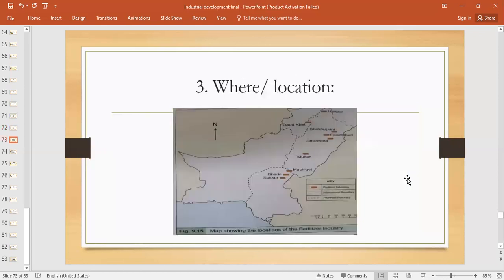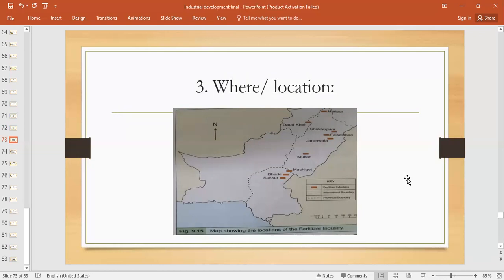Okay, let's talk about the location. This map is given. Let me tell you the source of this map from where I have taken it. It is given in the Humaira Sethi book, page 159, figure 9.15. I'm repeating, Humaira Sethi book, page 159, figure 9.15.